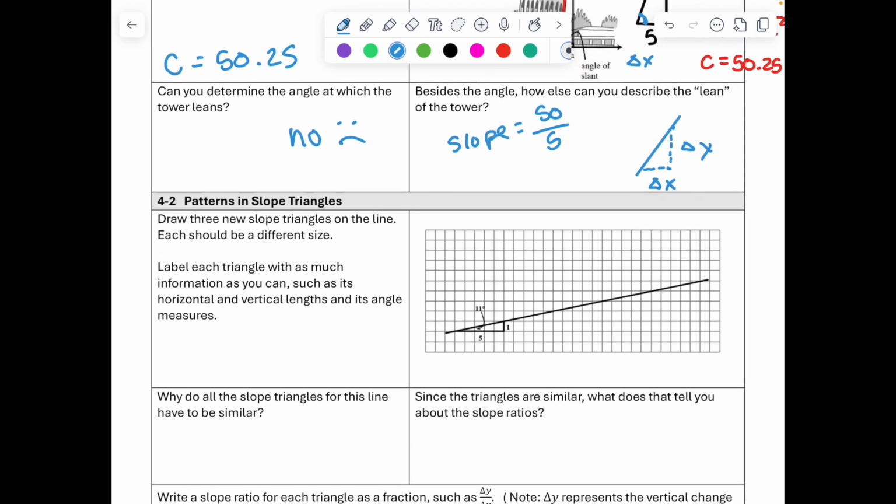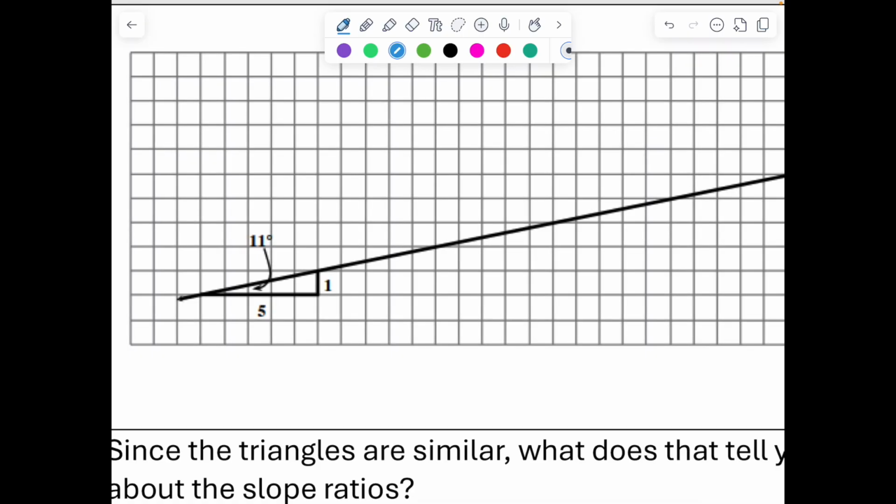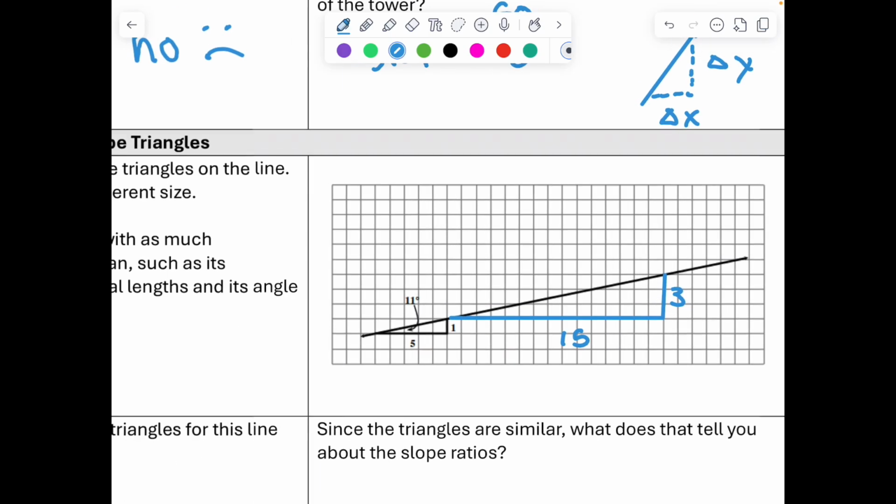So it says draw the new slope triangles on the line. Each should be a different size. Okay, so what I'm going to do is this goes over 5, so I'm going to make sure I go over more than 5. We could do this one. This is going over 10. I'm sorry, this is probably going over 15 and up 3. Yeah, that's 15. We could have done one that was going up 2 and over 10, I think. Yep, 2 and 10.